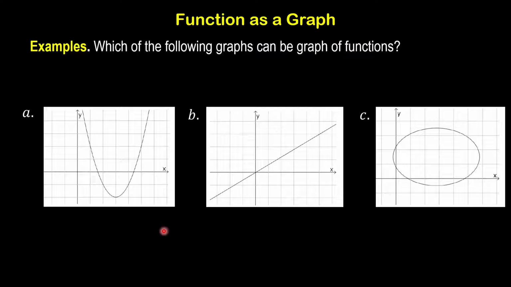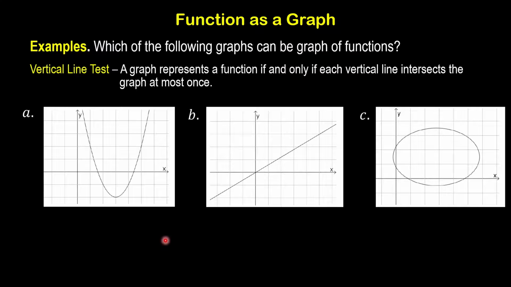For today's lesson, we are going to discuss how to determine a function when the graph is given. Now, when the graph is given, one way to determine if it is a function is by using the vertical line test. A graph represents a function if and only if each vertical line intersects the graph at most once. So in other words, it is a function when each vertical line touches the graph at exactly one point.